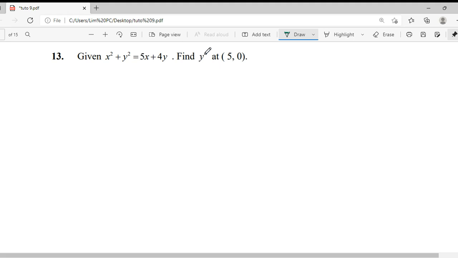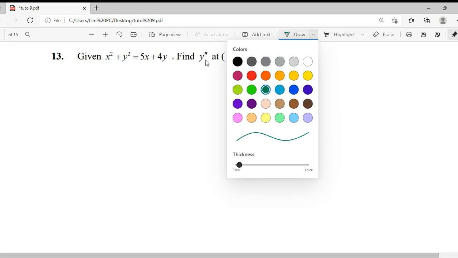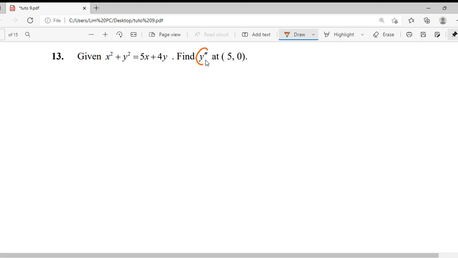They say y dot dot. What does dot dot mean? Y double prime means second derivative. So you have to look at the symbol here. Y double dot here means d2y dx squared. Normally we should write it completely like this, d2y dx squared, because with y dot dot you cannot see whether it is with respect to x or y. So y dot dot is the second derivative at x equals 5, y equals 0. This is the information they give us, and they ask us to find the second derivative.